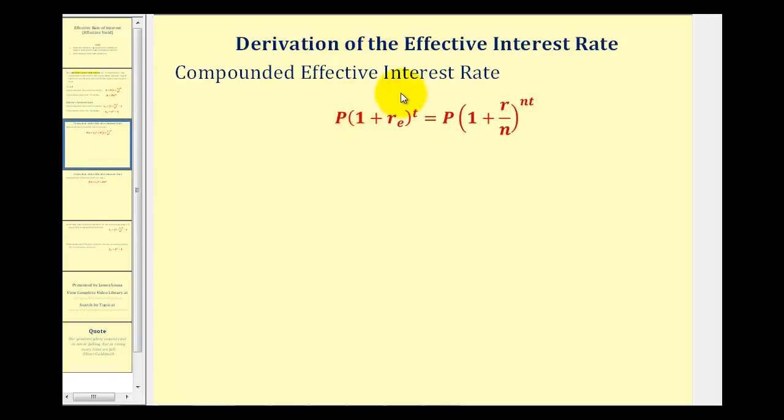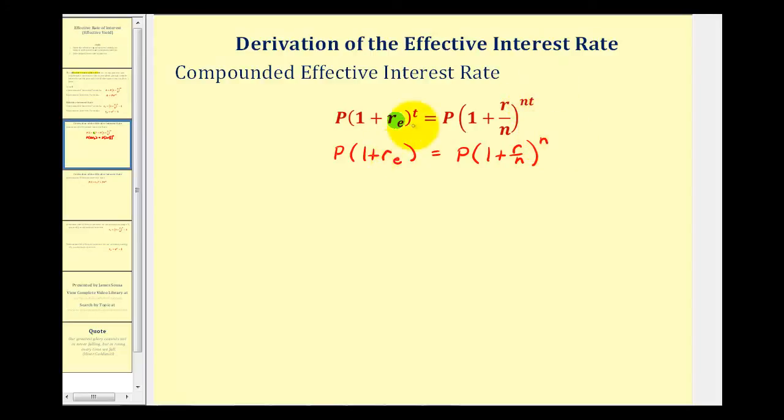So for the compounded effective interest rate, we want to know the simple interest rate that would yield the same return after 1 year as an account paying compounded interest. So if we set the simple interest rate formula here equal to the compounded interest formula, we want to solve for the simple interest rate, which would be r sub e. But remember, r sub e is the simple interest rate after 1 year, so we know t would have to be 1. So if t is equal to 1, we can rewrite this as p times the quantity 1 plus r sub e raised to the first power is equal to p times the quantity 1 plus r divided by n raised to the n power, again since t is equal to 1.